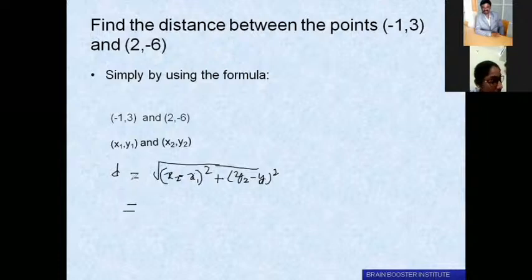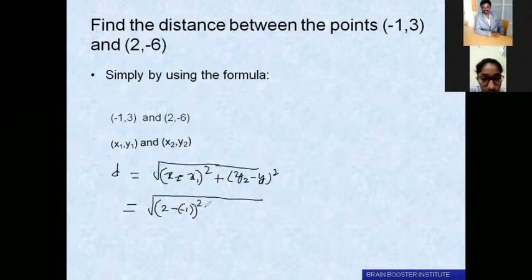Sir, x2 is 2. So the equal symbol must lie on the same line. As we said, x2 is 2, minus x1, minus minus 1. Already there is a minus in the formula, that's why I'm writing minus 1 in the bracket. So the whole bracket, whole square. Any doubts? No doubt, sir.